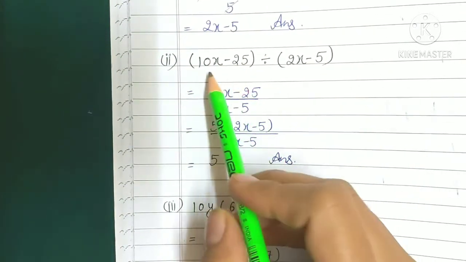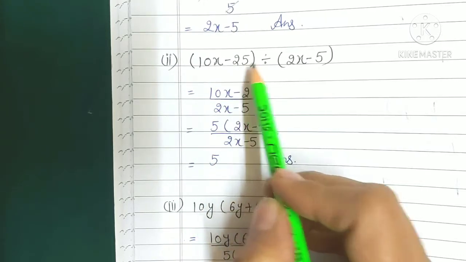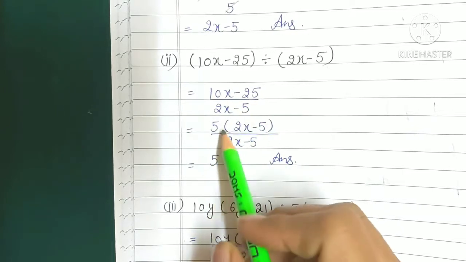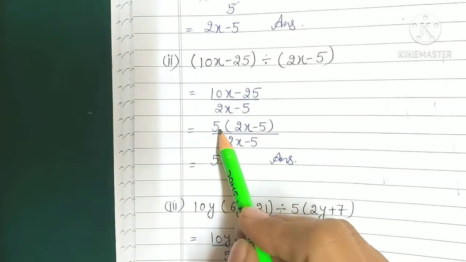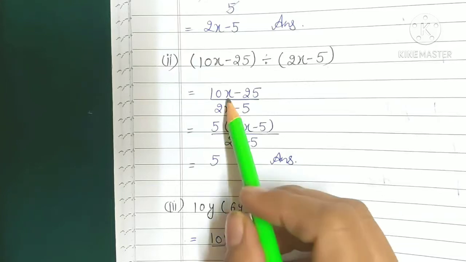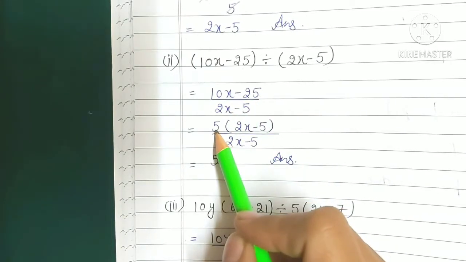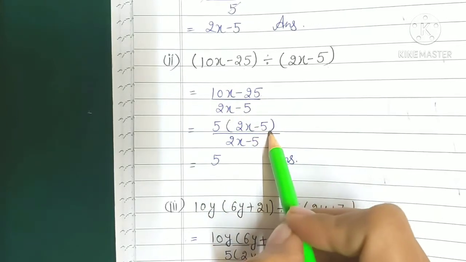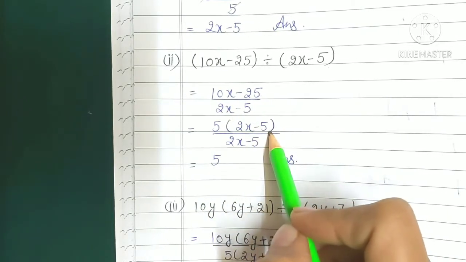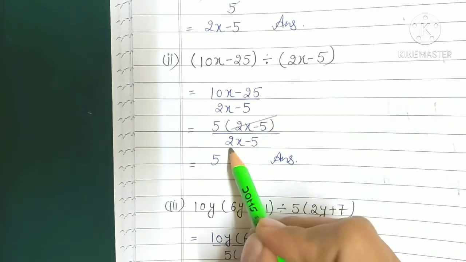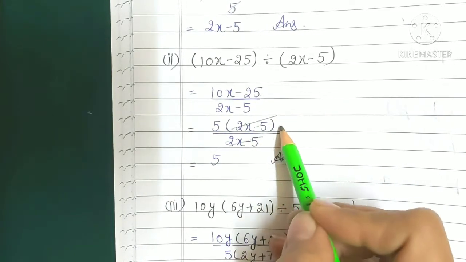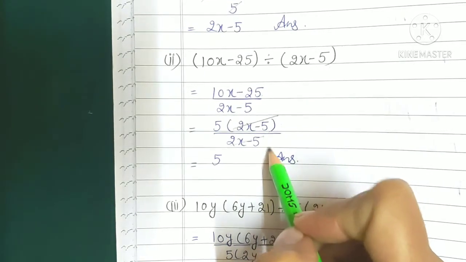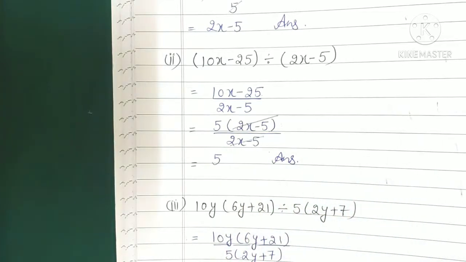Second part, we have to divide 10x minus 25 by 2x minus 5. So what can we take common from the numerator? As we can see, 5 is the common factor from the numerator. In both the terms, we will take 5 common. After taking 5 common, what is left? Here 2x is left, here minus 5 is left. And we can see 2x minus 5 and 2x minus 5 are both common factors in numerator and denominator. So these factors will be cancelled. So what will be left? Only 5 will be the answer.